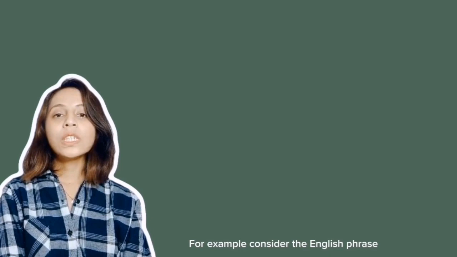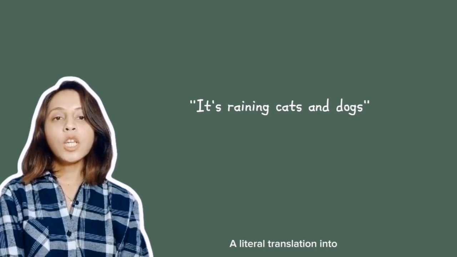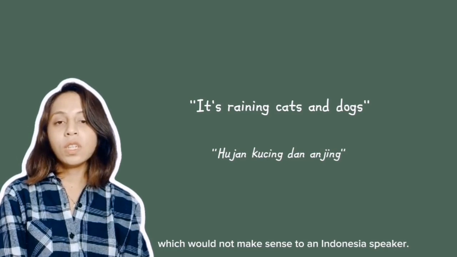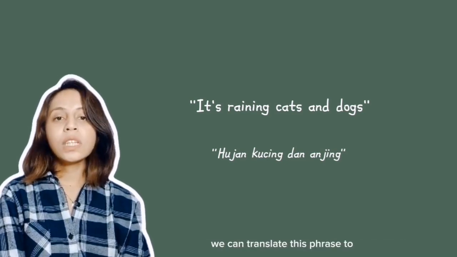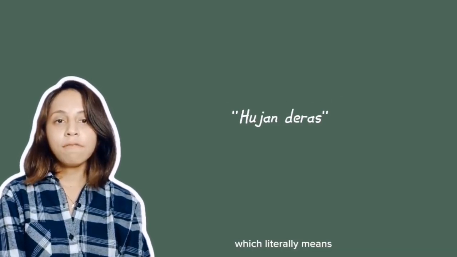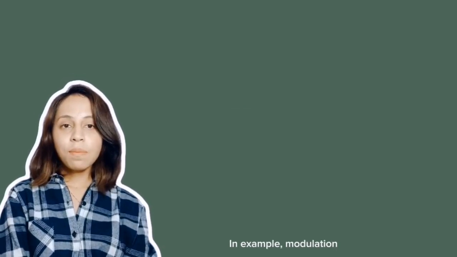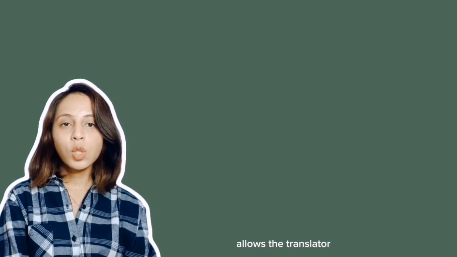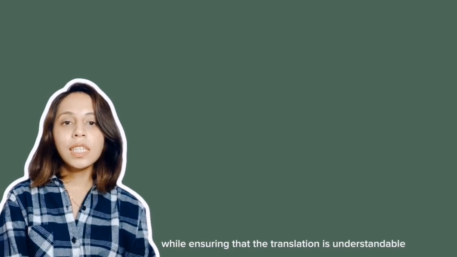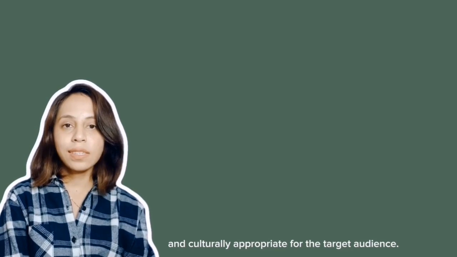For example, consider the English phrase, "It's raining cats and dogs." A literal translation into Indonesian would be "hujan kucing dan anjing," which would not make sense to an Indonesian speaker. Using modulation, we can translate this phrase to "hujan deras," which literally means heavy rain, and conveys the intended meaning of the English idiom. In this example, modulation allows the translator to maintain the intended meaning of the source text while ensuring that the translation is understandable and culturally appropriate for the target audience.